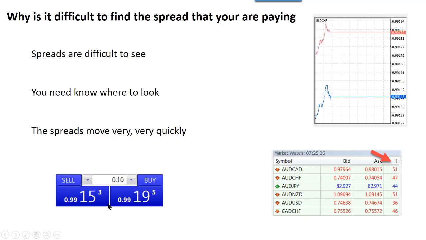And then you've got your trading block here that again doesn't show the spread, it shows the values, and you've got to quickly mentally calculate what is 19 minus 15 and work out what your spread is. So spreads are not easy to see on the MT4 platform.